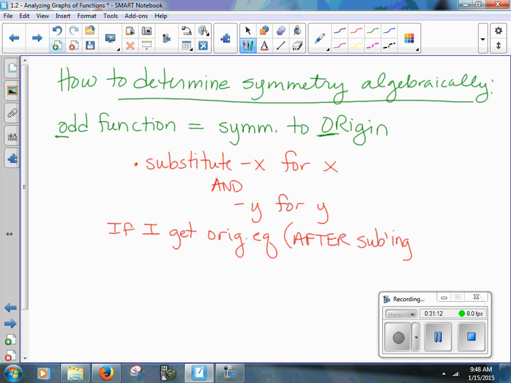Did I spell that right? I don't care. It's not a real word. Subbing. It's an abbreviated word. Then it's symmetric to the origin. There's got to be a shorter way to write all that mess on the last slide, so this is what we're trying. Okay?